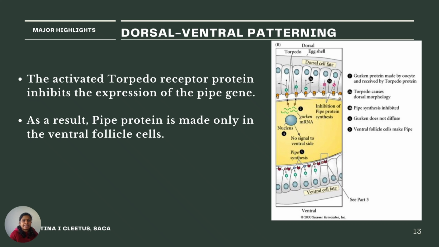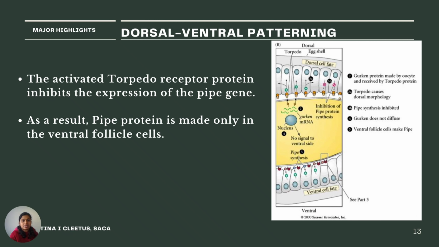The activated torpedo receptor protein inhibits the expression of the pipe gene. As a result, the pipe protein is made only in the ventral follicle cells. See the nucleus here, which produces the Gurken mRNA, and this Gurken mRNA gets translated into the Gurken protein, which is received by the torpedo receptor on the dorsal follicular cells.